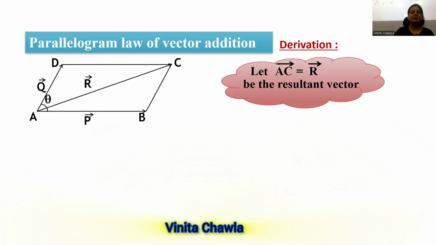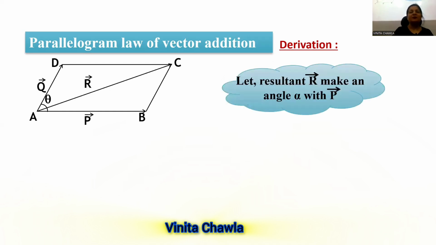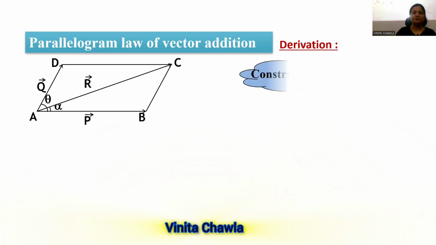So this represents the resultant vector. And this R makes an angle alpha with the first vector. In the triangle law of vector addition, we took the same notation. With the first vector, the resultant vector was making angle alpha, and with the second vector, it was making angle beta. So here also we are taking the same notations. There is no difference.